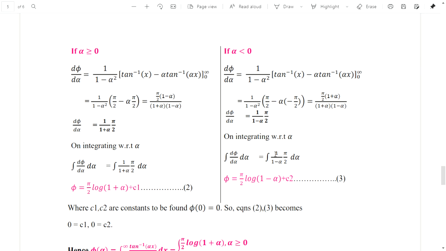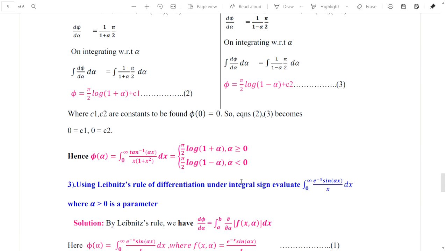So by integrating with respect to alpha, we will get the integral of d phi by d alpha is equal to the integral of 1 by 1 minus alpha into pi by 2 into d alpha. That implies phi is equal to pi by 2 into the integration of 1 by 1 minus alpha, which is negative log of 1 minus alpha plus c2, with a negative sign here, where C1 and C2 are constants to be found by substituting phi of 0 is equal to 0.